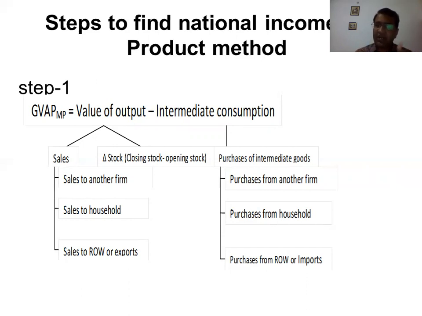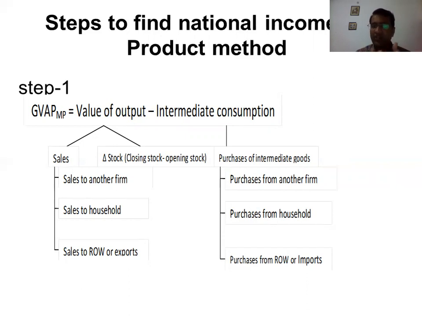Sometimes the sale is given directly, sometimes it is not given directly. In that case, sales to another firm, sales to households, and sales to the rest of the world, or exports, are given. So if sale is not given directly, then we will add all three. If sale is given directly, there is no need to add them because they are already included in the sale. Plus change in stock, closing stock minus opening stock. Closing stock is at the end of the year, and opening stock is from the first of April or the start of the year. The difference is called change in stock.